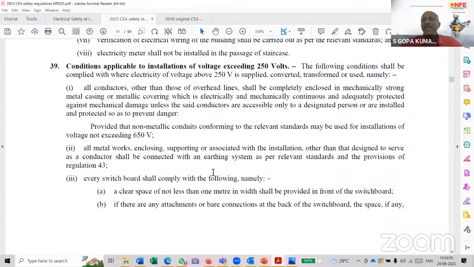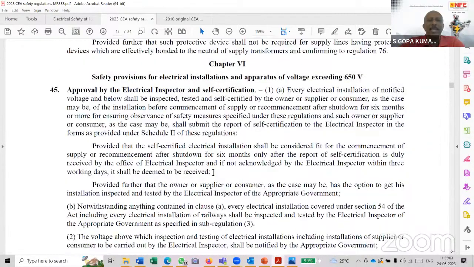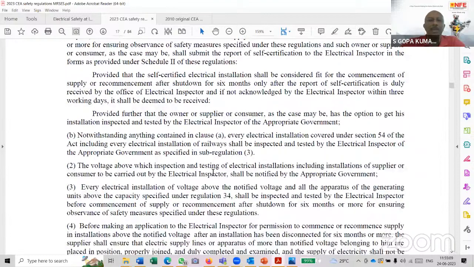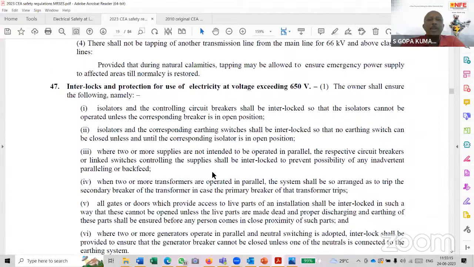So coming back to the question regarding regulation number 47. The question is to Appavu sir. Sir, in chapter 6, safety provisions for electrical installation and apparatus of voltage exceeding 650 volt, regulation number 47 is talking about the interlocks and protection of use of electricity at voltage exceeding 650 volt. Here the provisions for avoiding neutral circulating current have been made. This is also applicable for low voltage, but this regulation has come under the heading exceeding 650 volt. What is your say on this? Your opinion on this?